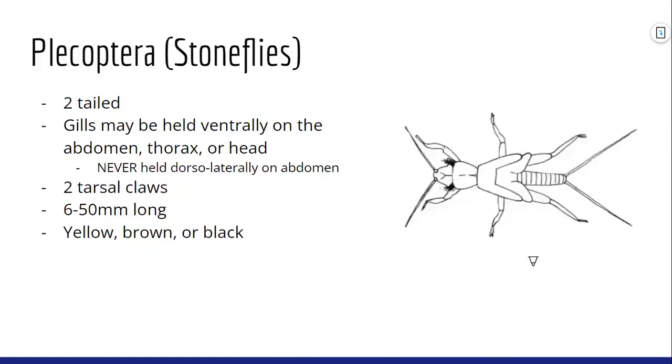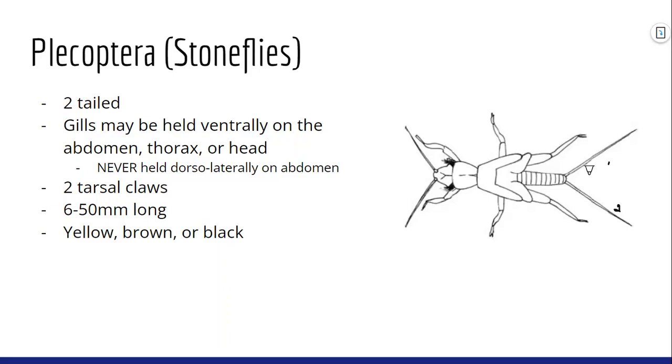Next, we have our Plecoptera or stonefly. These individuals do resemble Ephemeroptera or mayflies, but the key difference is that they have only 2 tails. So you can see that here, 1 and 2. Their tails are held ventrally on the abdomen, so they're always underneath. You'll never see them on the side. And sometimes they're also present on the thorax or head.